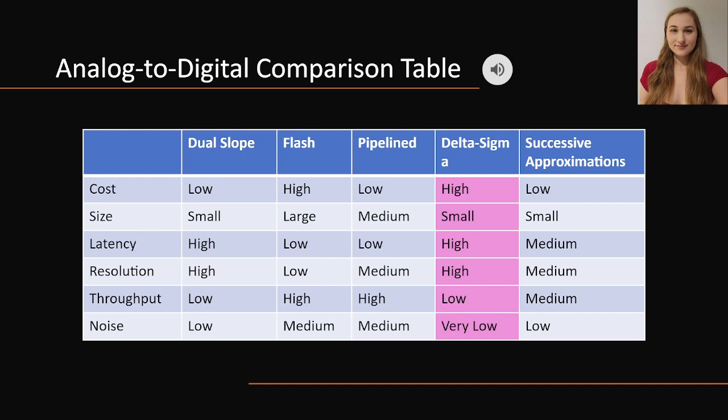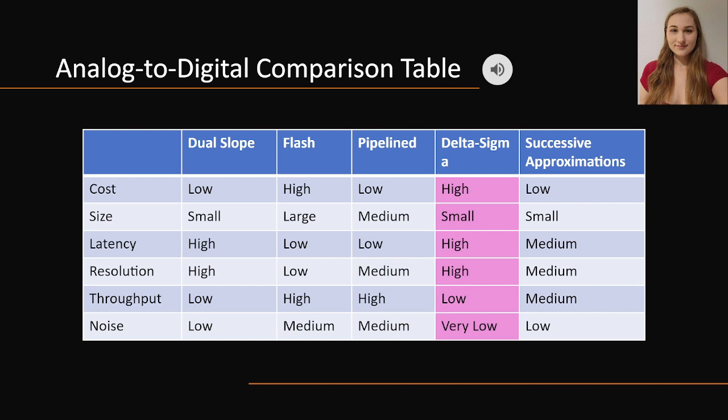The flash has a lot of comparators, so it finds all the bits at the same time. However, you would need 2 to the n comparators in order to get the resolution that we needed. It would be an insane number. Pipeline fixes the issues with the flash a little bit, and it would be very fast. However, it would still be a lot of comparators and would require a very big circuit.